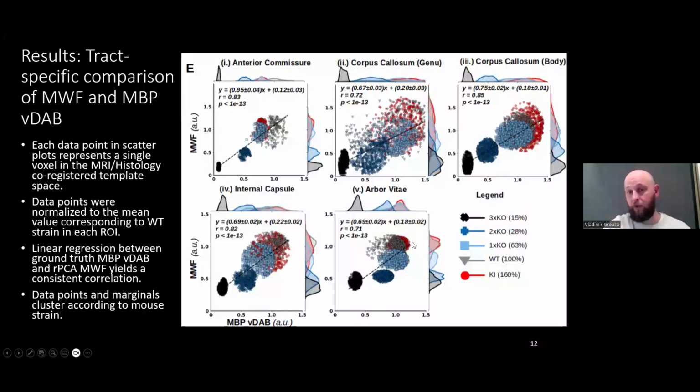And in order to quantify this, we apply these parcellation masks, and we can essentially do a similar linear regression as a function of genotype, where we normalize everything to the wild type, which is presented in gray. So I just took my VDAB and my MWF values and normalized them to the spread of the wild type. So relative to the wild type, using the same color maps as before, the darker it is, the less myelin it has. We can see that they, A, cluster out really nicely as a function of genotype, and B, we have, again, a rather robust linear relationship from MWF to our ground truth, our actual myelin basic protein.